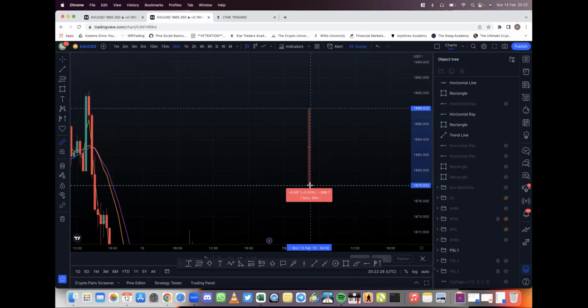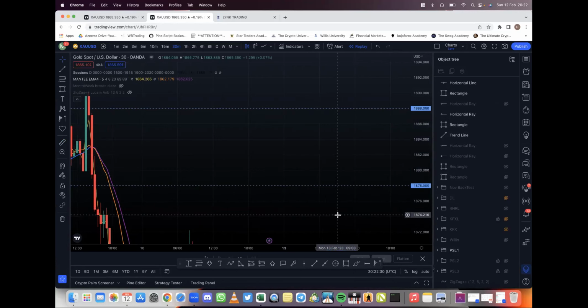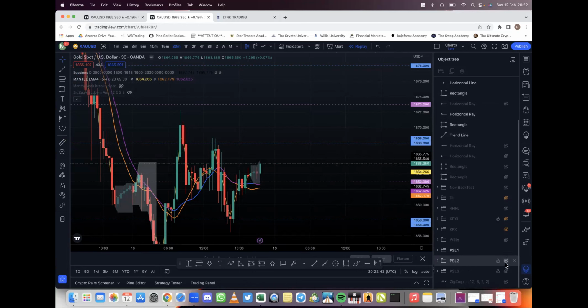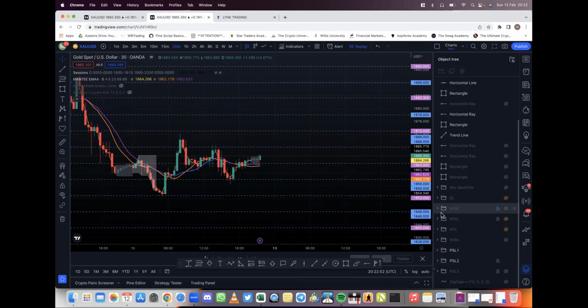You know what I mean? 100 pip difference. And from there to 1868, another 100 pips. From 1858, another 100 pips. But that is like a major psychological level. And then we put another one between them, which is psychological level 2, the purple ones. So 1873, 1863, just to intersperse. So you see it's sitting all on there.